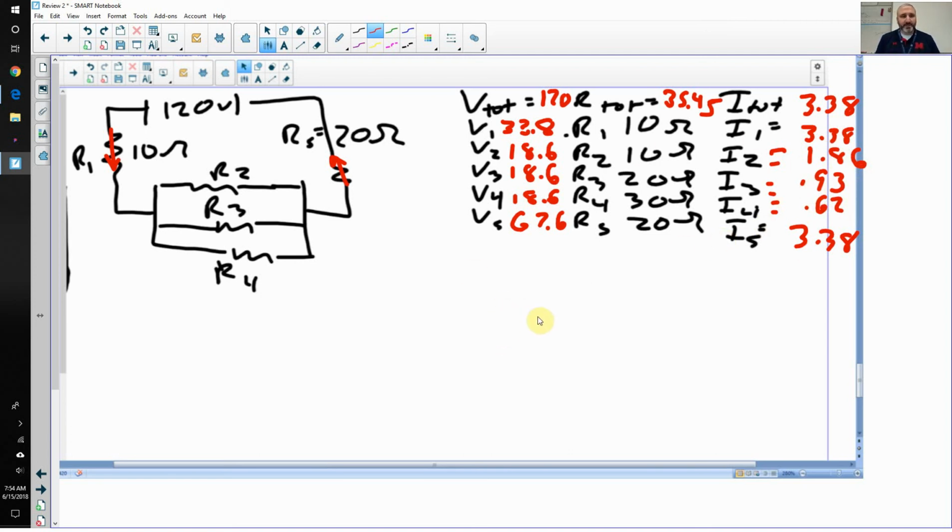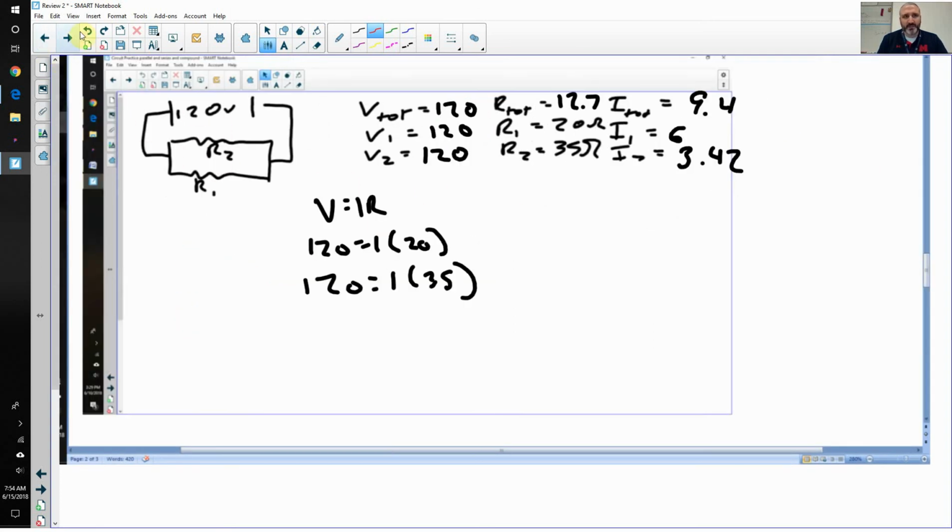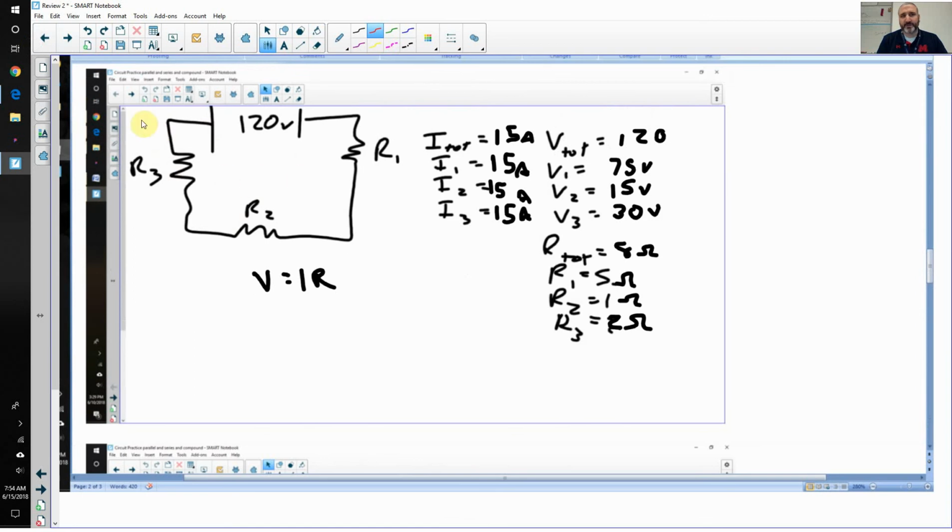So that's it. I hope this wasn't too terrible for you. This is honestly probably over what's going to be on the final. Expect to see a simple parallel circuit and a simple series circuit on the final.